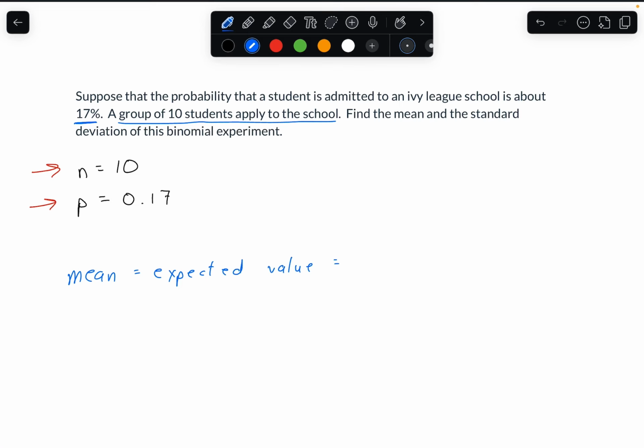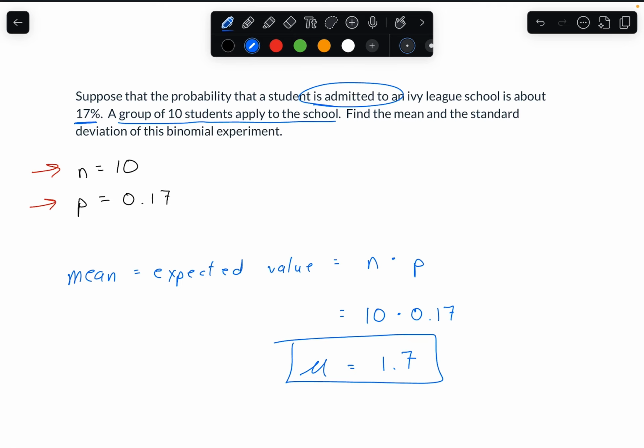In this case, it would be, well, how many students would we expect to be admitted to this Ivy League school? Out of our 10 students applying, knowing that there's roughly a 17% chance for any given student to be admitted. Well, I'm just going to take the number of trials that I'm running, n, and multiply it by the probability of success, p. So that would look like n times p, that would be 0.17. If I multiply that out, I should end up with simply 1.7. So our mean in this case is 1.7.